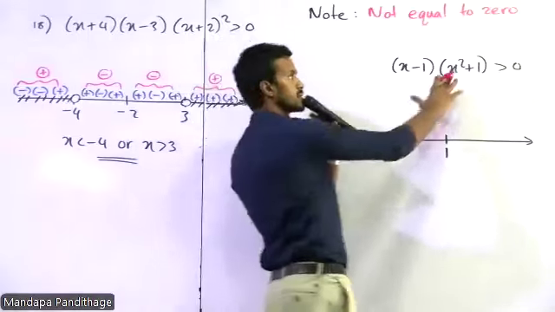The reason why you can't make this equal to 0: what can you say about x squared? Now tell me, what can you say about x squared? A square term. It's always positive, no? It's always greater than 0. But it can be equal to 0, no?